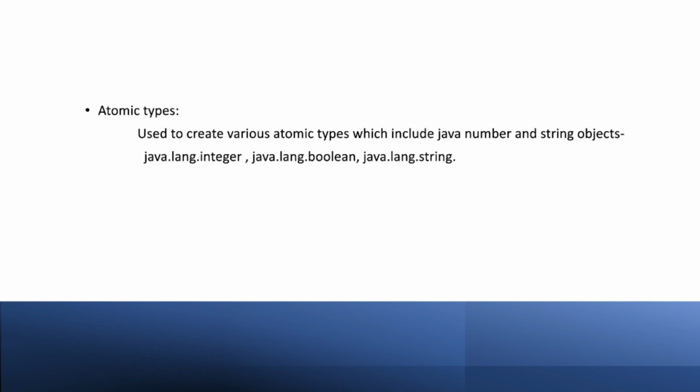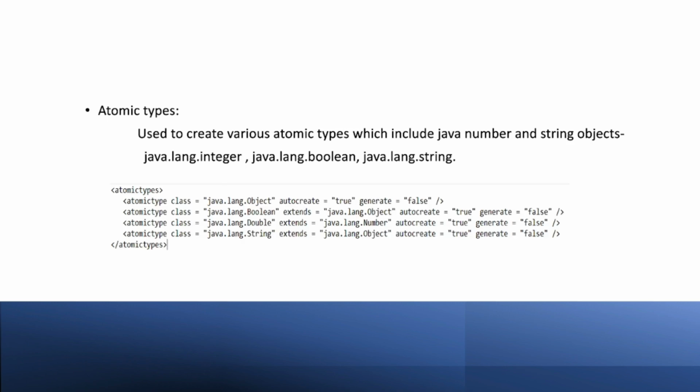For example, we can see java.lang.Integer, java.lang.Boolean, java.lang.String. So all Java data types we call atomic types in Hybris. Here we can see these are the atomic types which we use in Hybris data modeling, like object, boolean, double, string, all Java standard types.